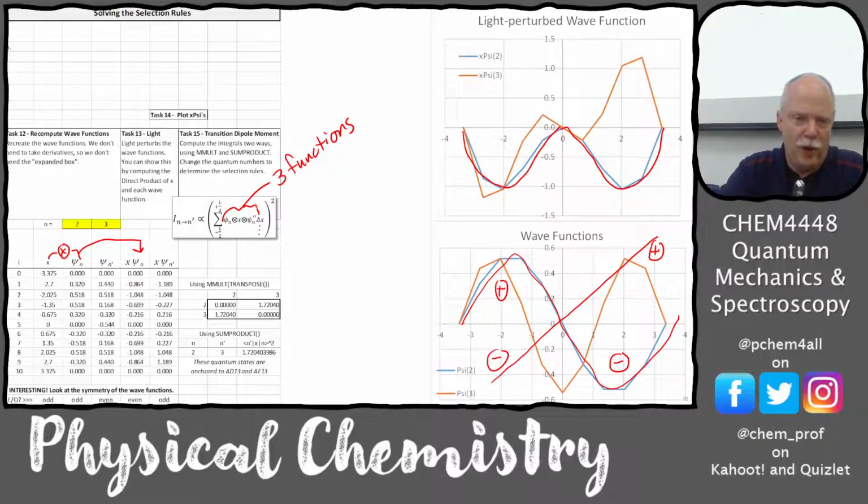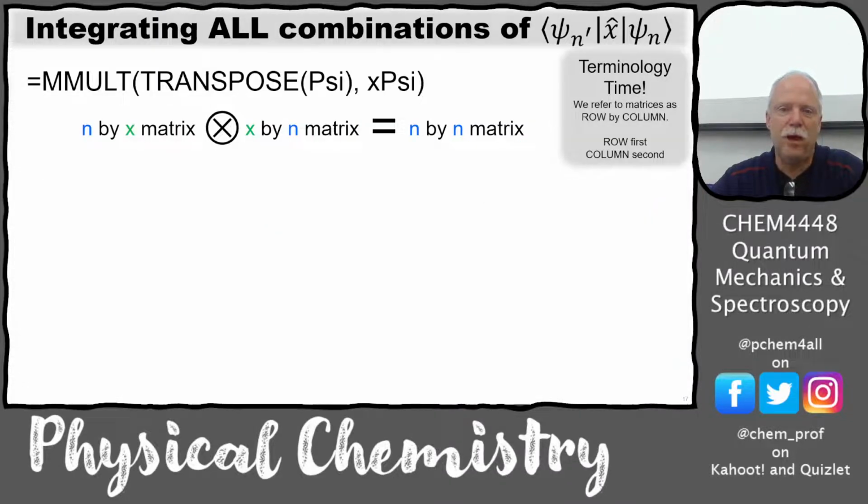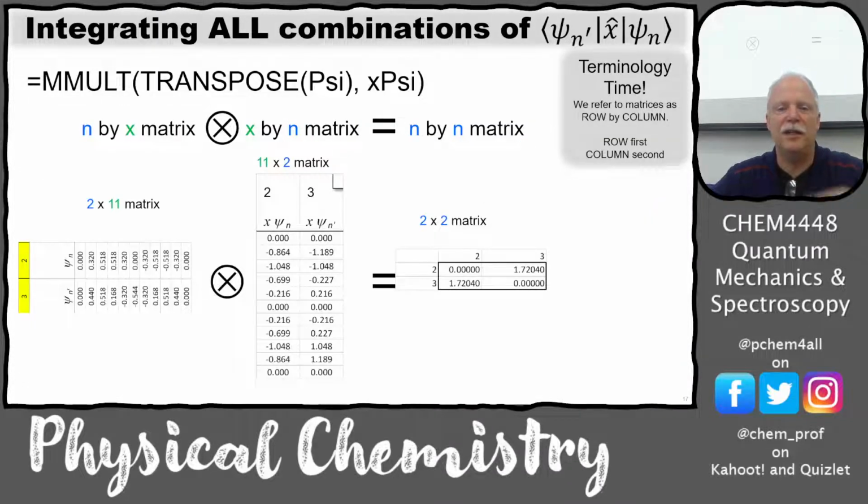So when I do this integral, I end up with my selection rules. And so here's our M-mult, transpose of the wave functions times the x times the wave functions. And look at this. I get 2 to 2 is 0, but 2 to 3 is non-zero. And 3 to 2 is non-zero, but 3 to 3 is 0. So the selection rules pop out of this matrix manipulation. So that's all combinations. And here it is visually.